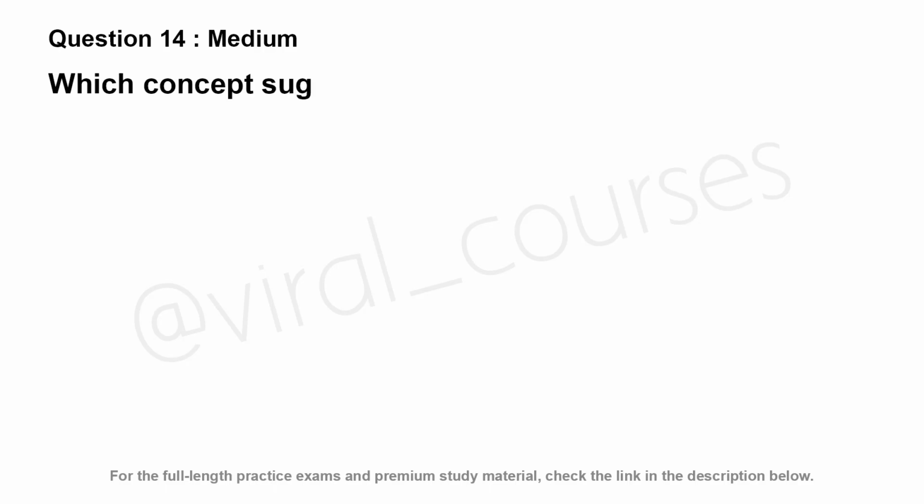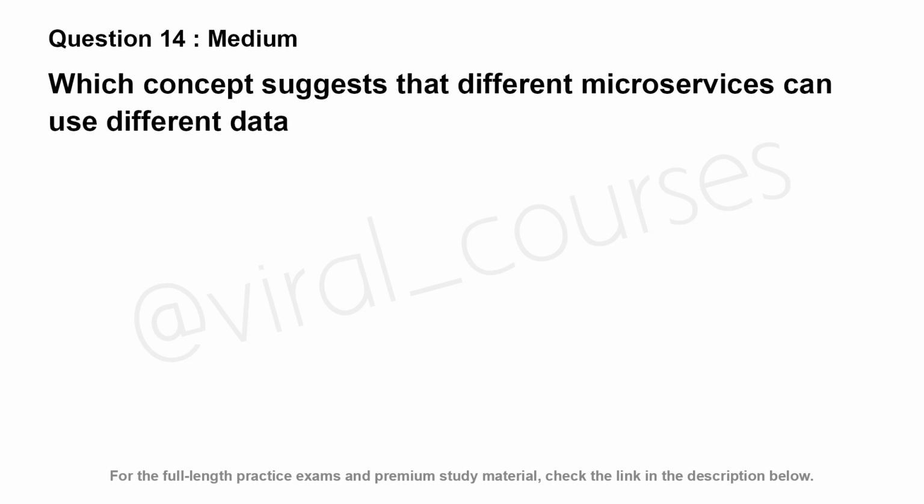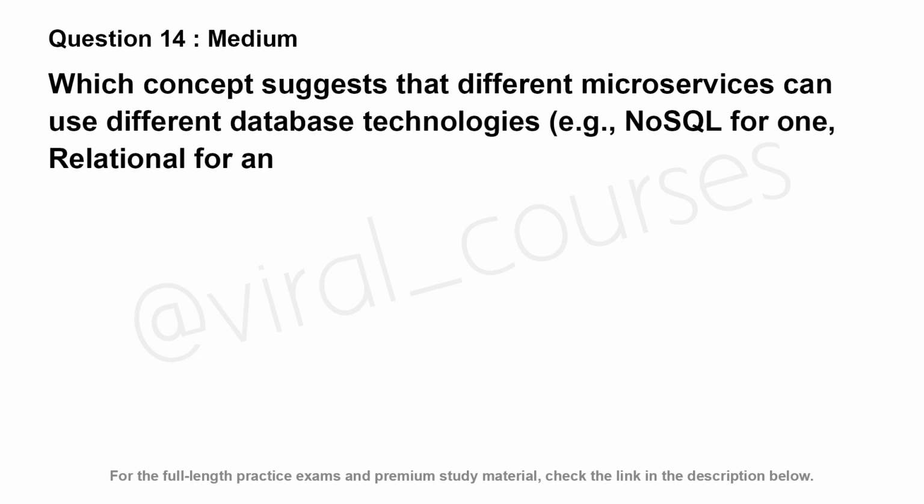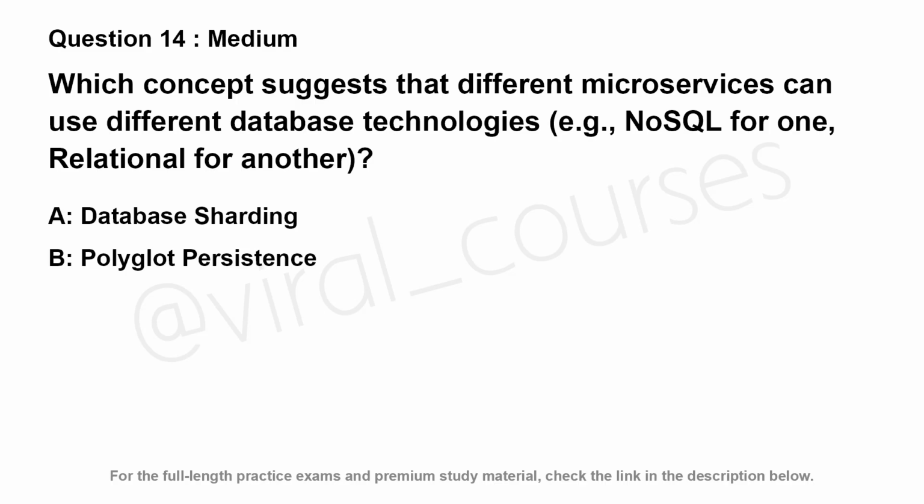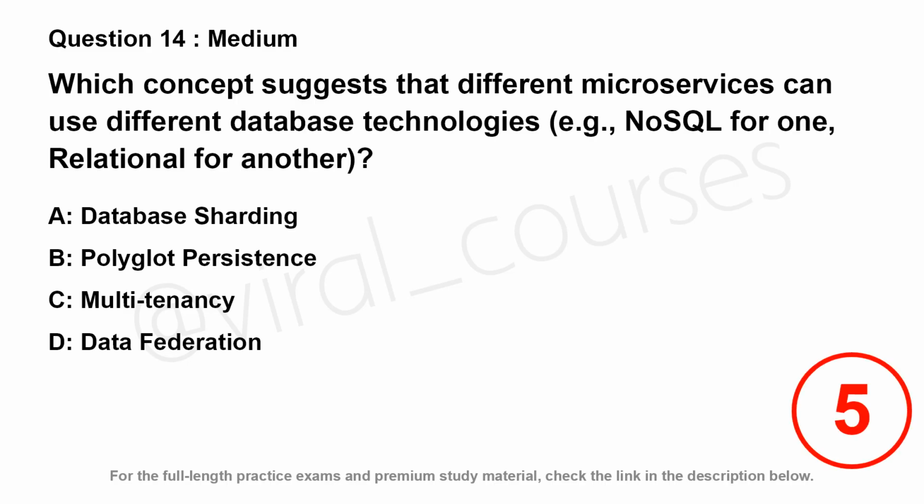Which concept suggests that different microservices can use different database technologies, e.g., NoSQL for one, relational for another? Option A, database sharding. Option B, polyglot persistence. Option C, multi-tenancy. Option D, data federation.